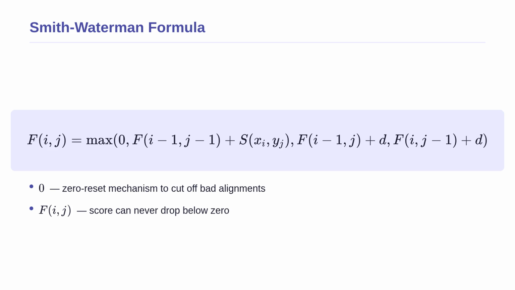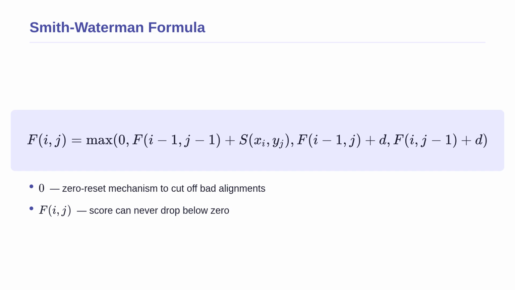To achieve this local search, we use the Smith-Waterman algorithm. Notice the crucial addition of the 0 in this formula compared to the global alignment version. The other terms still represent the diagonal, up, and left moves. However, if all three of these calculations result in a negative number, the max function will select 0 instead. This means the score at any cell can never be negative.